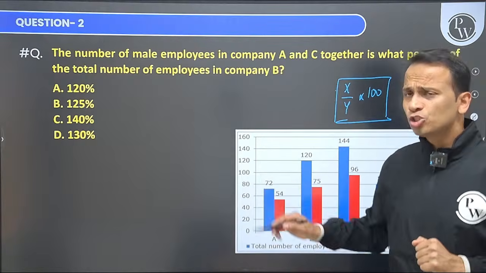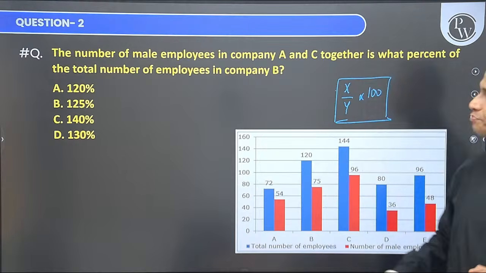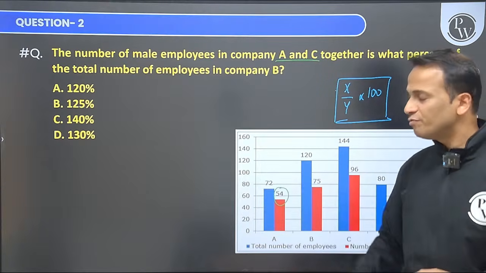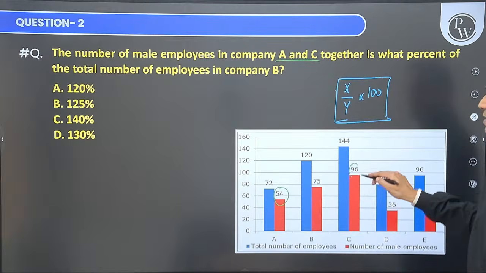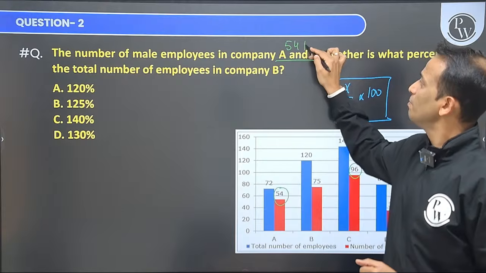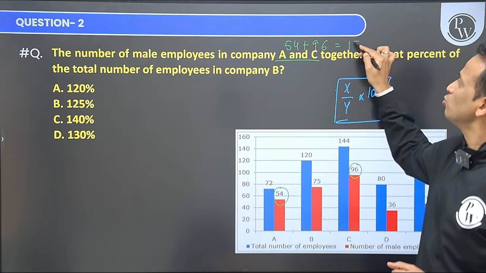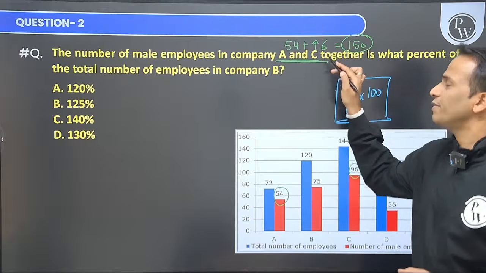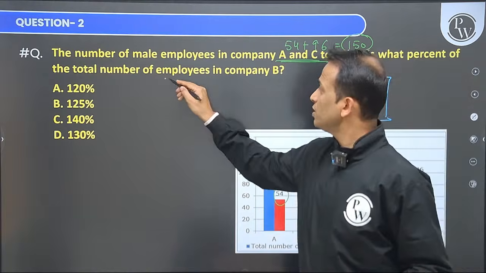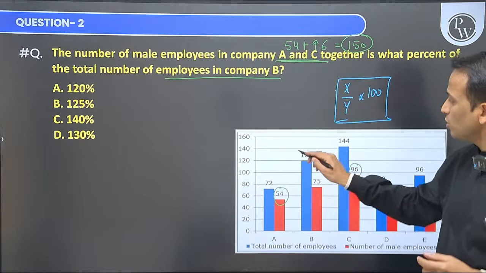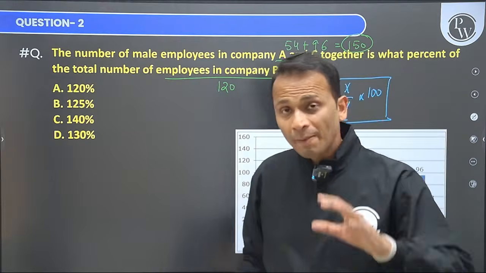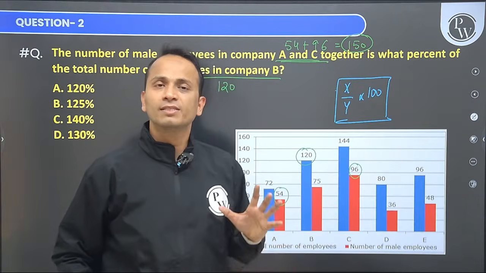Done? Now let's talk about these two numbers that they are talking about. Let's find out the number of male employees in company A and C together. Company A number of male employees 54 and company C it is 96. So 54 plus 96 comes out to be 150. The first number is 150. This number is what percentage of total number of employees in company B? Company B, total number of employees is 120. So the second number is 120. Patiently calculate these two numbers separately.